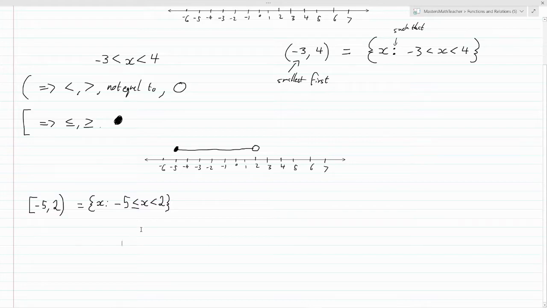Let's do another one. Let's go this time from negative 4, and I'll put a hollow dot there, and this time we'll go all the way up to 7, and I'll put a solid dot up here.